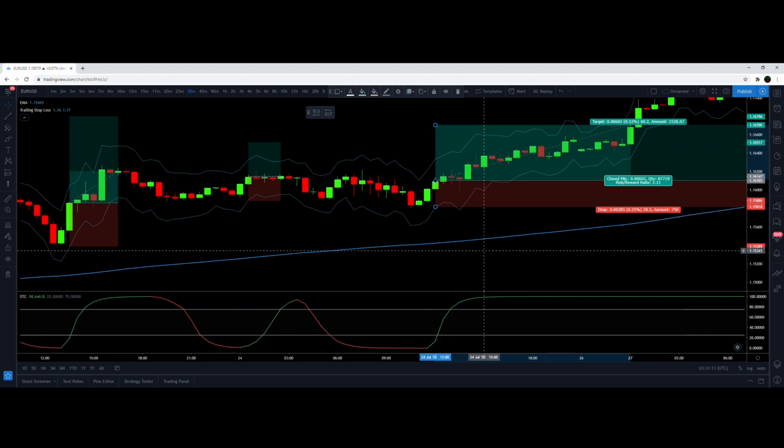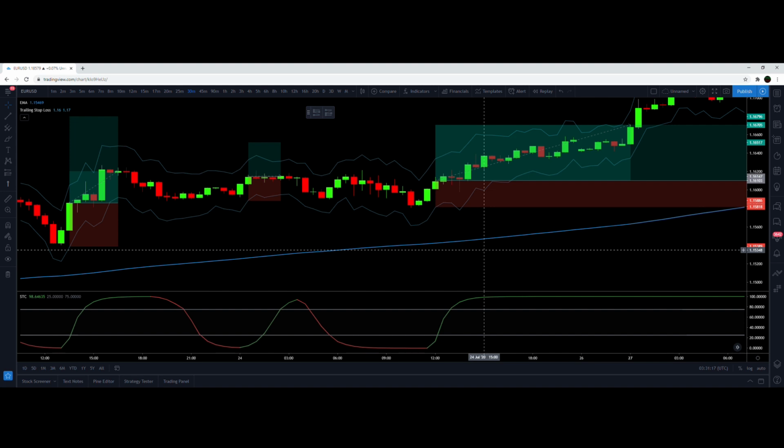All right, so that's the simple strategy. I don't know how it's going to do, but I like the indicator so far. Looks pretty cool, and I like the concept. So let's get into the testing. 100 test time.